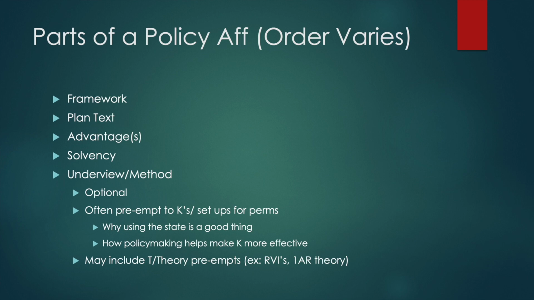You may also see T theory preempts, like arguments for why you get RVIs, arguments for why you get 1AR theory, stuff like that. But like I said, this section is optional. You can absolutely read an effective and strategic policy AFF that doesn't have a method section or underview. But if you are anticipating the debate going a certain way, it is a good idea to preempt that type of debate using a method section or an underview.